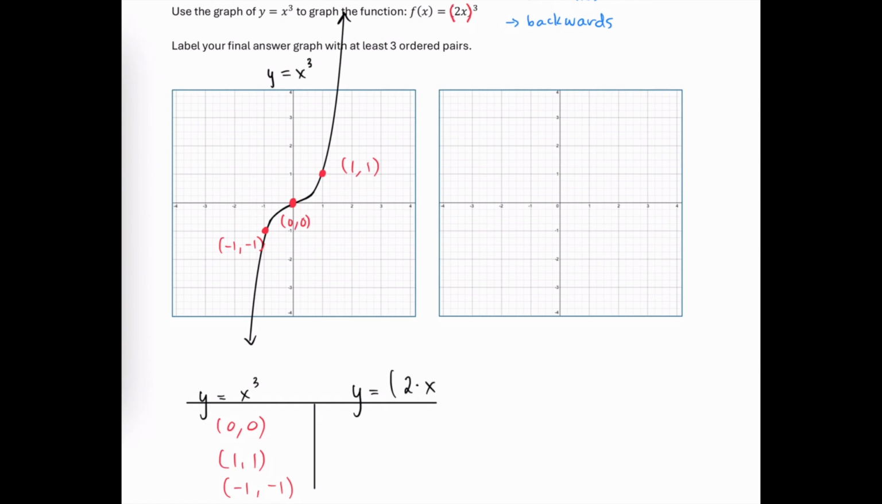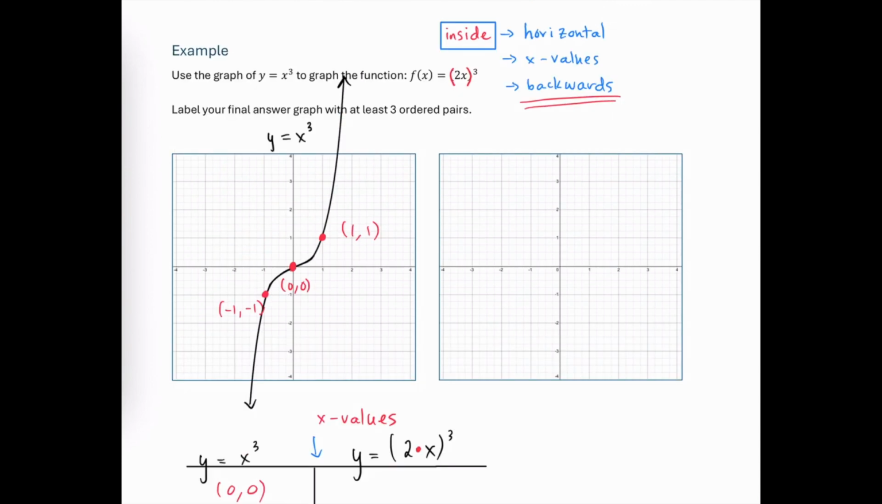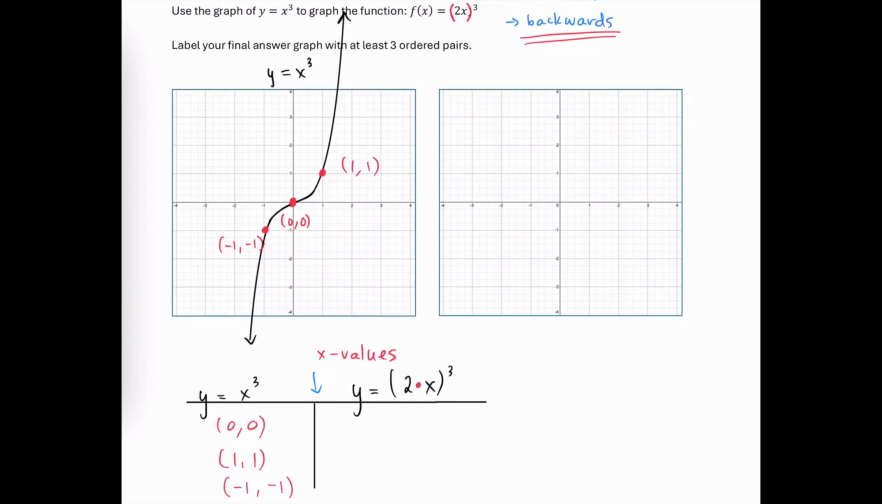The equation looks like 2 times x, quantity cubed. And so to apply this transformation, we're going to be manipulating the x coordinates because that 2 is on the inside. So what are we going to do to those x values? Because it's on the inside and backwards from logic, what that means is that we basically do the opposite of what we see. It looks like we would be multiplying those x values by 2, but that would be logical. We do the opposite of what we see, and instead of multiplying the x values by 2, we actually will need to divide them by 2.